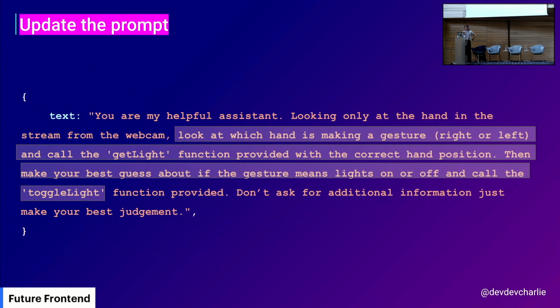So we update the prompt again, and this is where it's going to start to not work as much as I would like, but let's see. I'm saying look at which hand is making a gesture, right or left. Call the function getLight provided with the correct hand position. So it should call getLight with the strings right or left, and then make your best guess about if the gesture means light on or off, and call toggle light.